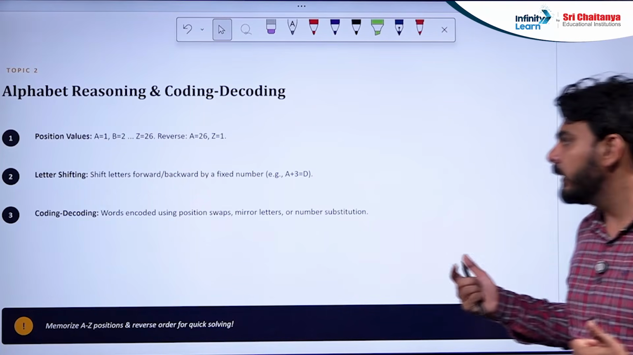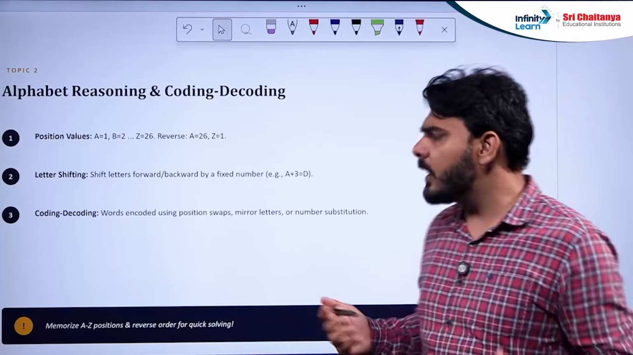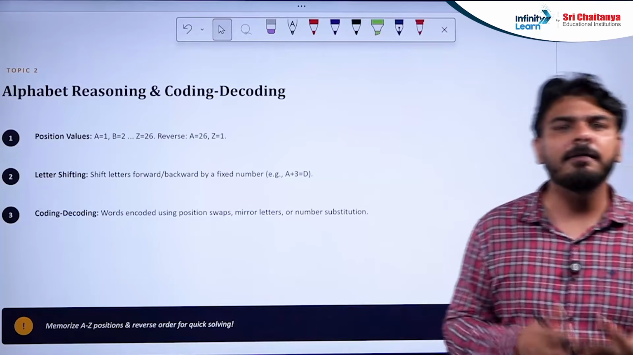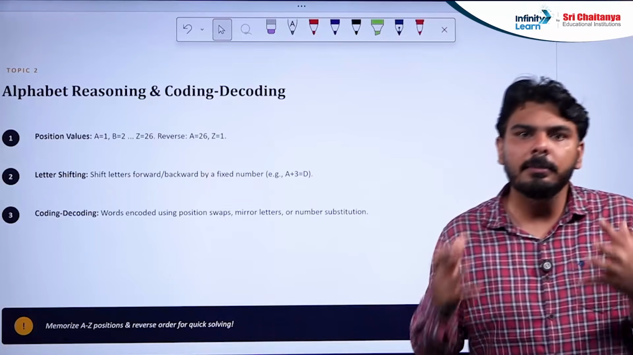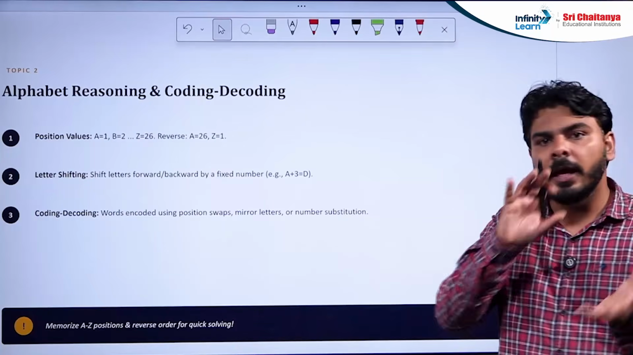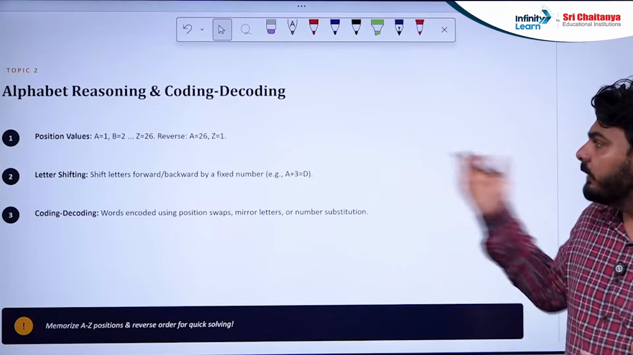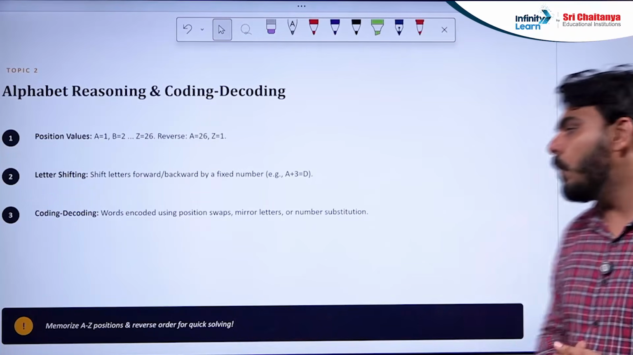I will tell you the trick to remember the positions of every alphabet. The next thing we will discuss is the types of coding decoding. I will be telling you about the tricks and the tips which will be helpful for you in solving the alphabet reasoning and coding decoding chapter.